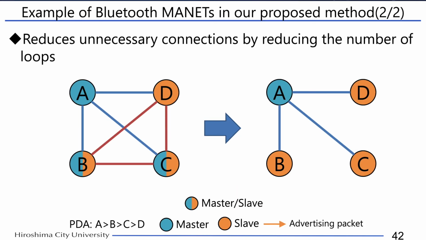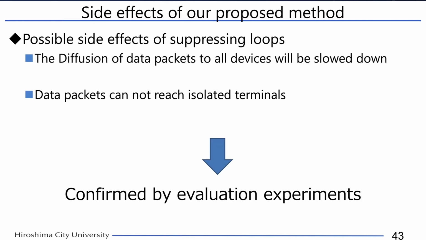The red line in the left picture shows a loop. The above connection control suppresses the loops between terminals BC, BD, and CD, and constructs an ideal topology as shown in the picture on the right. In this slide, I will explain the possible side effects of our proposed method. The side effects of suppressing loops are that diffusion of data packets to all devices may be slow, and data packets may not reach terminals due to isolation of terminals. These possibilities were confirmed by evaluation experiments.